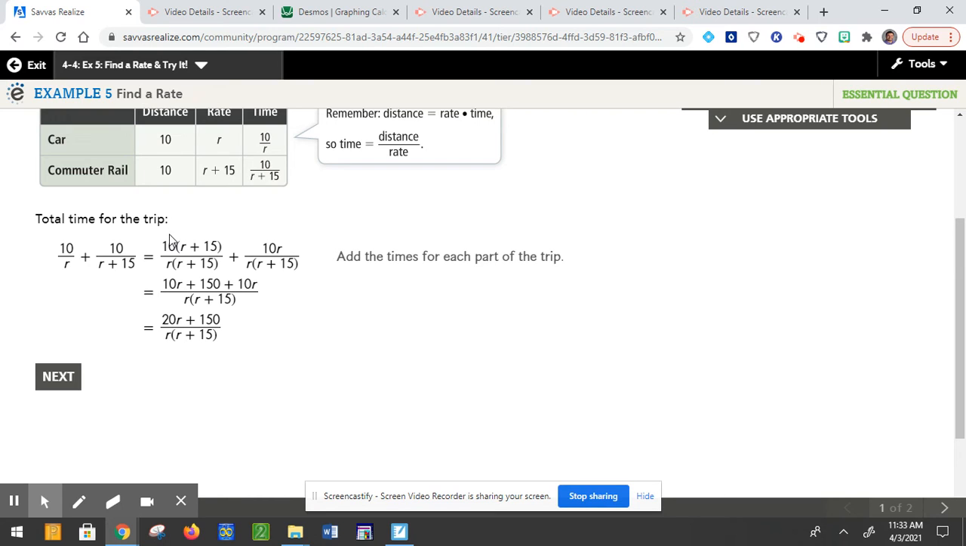Total time for the trip is equal to the two added together. So 10 over r plus 10 over r plus 15. When you add them together, you end up with that.